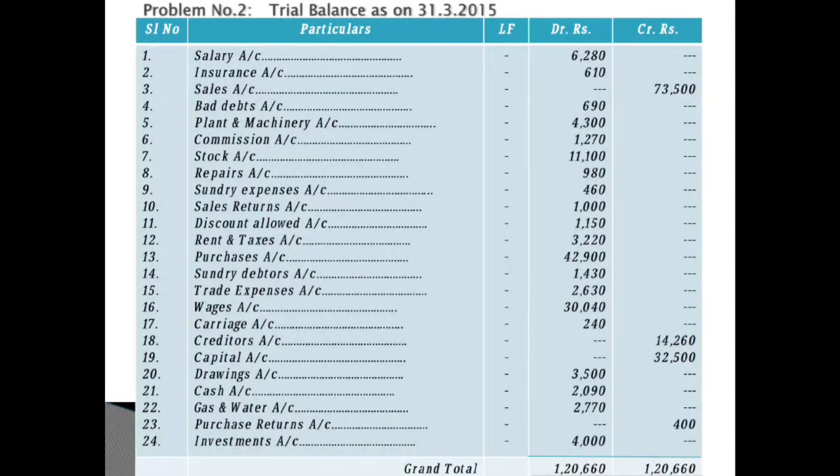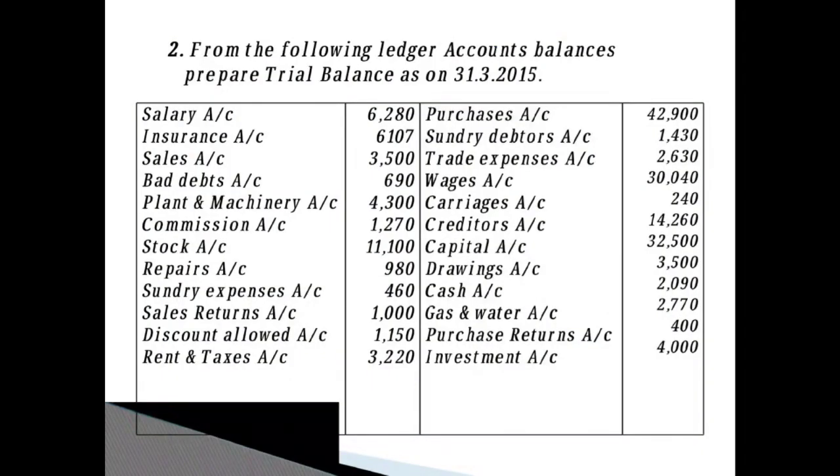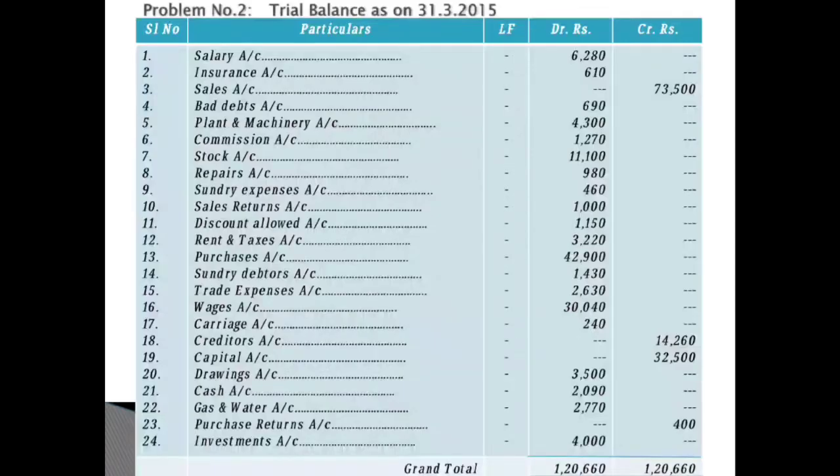Okay, and next you have carriages account 240. Carriages means it is an expense for us, traveling expense, right? So it is an expense for us, which shows debit balance, and we are going to record it in the debit column. See, we have recorded the 17th one, carriages account, in the debit column 240.